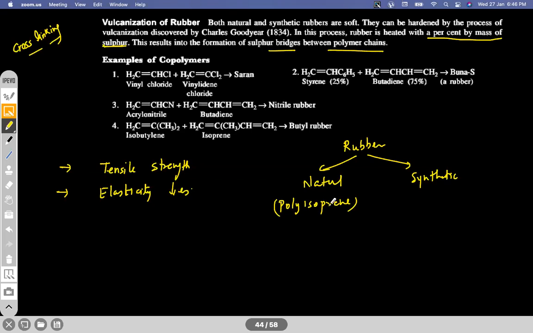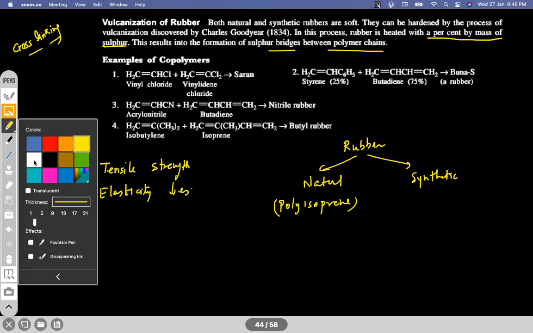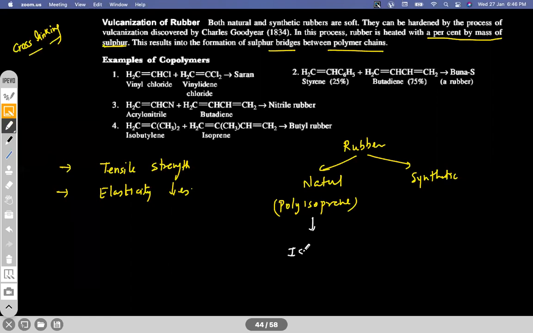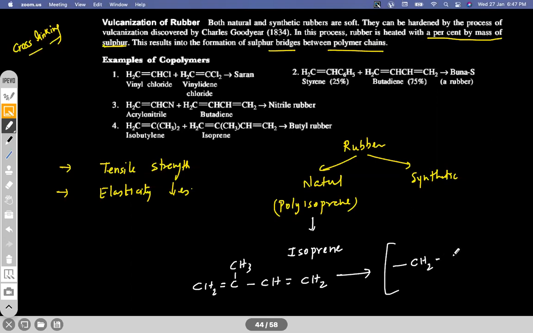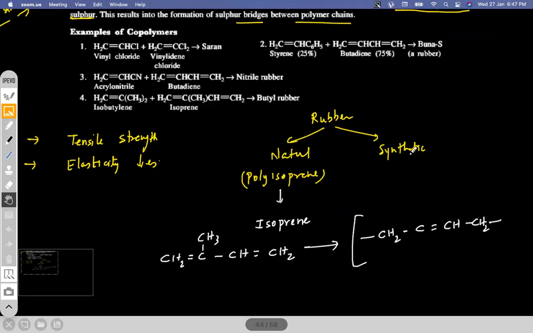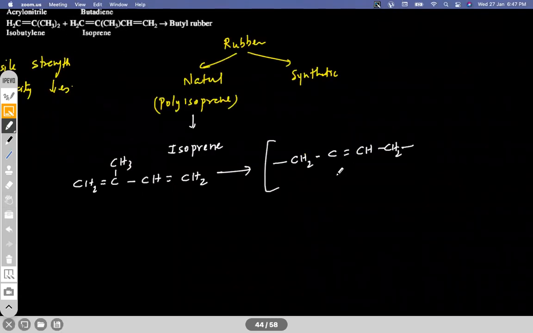Obviously, polyisoprene is a polymer, so its monomer, as the name itself suggests, is isoprene. The formula of isoprene is CH2=C(CH3)-CH=CH2, 2-methyl-1,3-butadiene. If you draw the polymer of this, you get the structure CH2-C=CH-CH2, which is the repeating unit, and here we have one CH3 present.